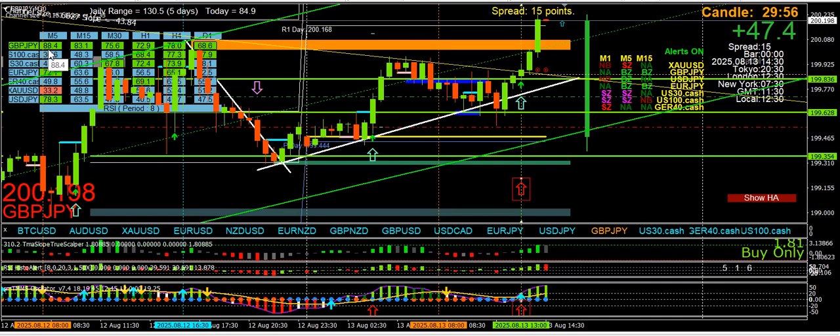I was talking about US 30 and US 100 earlier. They were showing perfect, all green like this pound yen. So almost certainly there would have been perfect setups there. This was all perfect, so I guarantee. So you're inundated with choices.